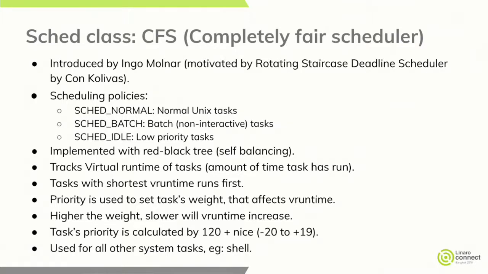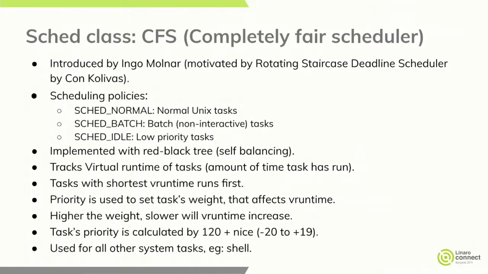Now, if there are two tasks, one is higher priority, one is lower priority, we actually want to run the task with a higher priority more. How do we do that? We have something else which is called the weight of a task. And the vrun time of a task increases based on this weight. If a task has higher priority, the weight of the task will be more. And because the weight is more, the vrun time will increase slowly. In effect, a task with higher priority will increase its vrun time slowly, and so it will get more chance to run than a low priority task.